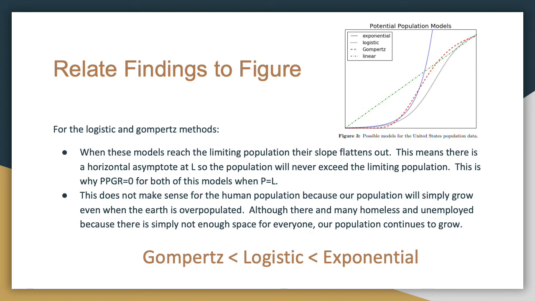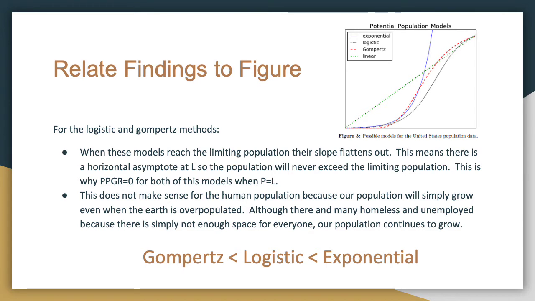This does not make sense for the human population because our population will simply grow even when the Earth is overpopulated. Although there are many homeless and unemployed, because there is simply not enough space for everyone, our population continues to grow. This is why the exponential model is the best model to represent the US population. And the Gompertz is the worst model because, like the logistic, their slope flattens out at L, and also when the population is very small, the Gompertz model behaves differently than the logistic and exponential model, making it the worst model to use.